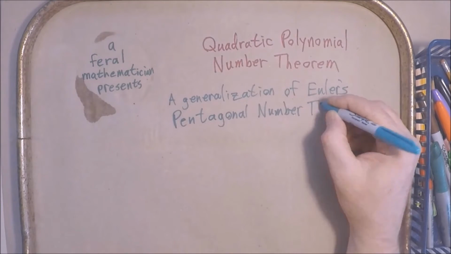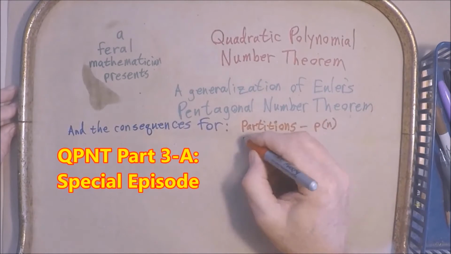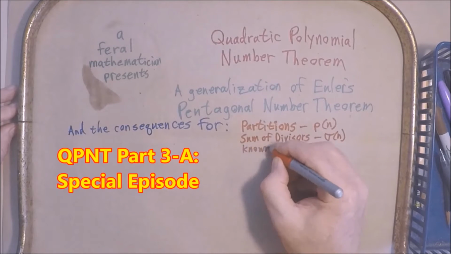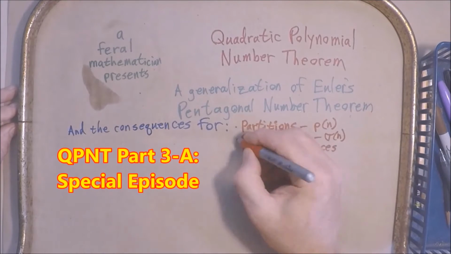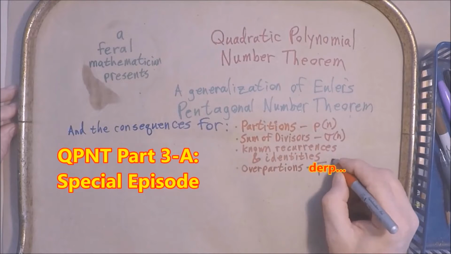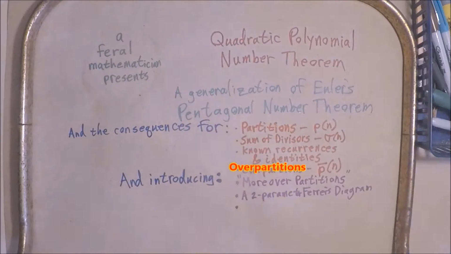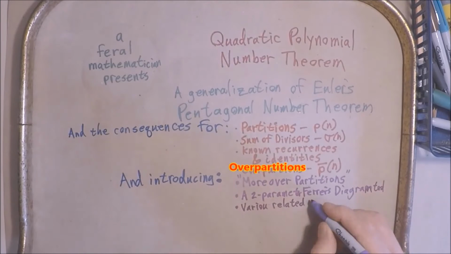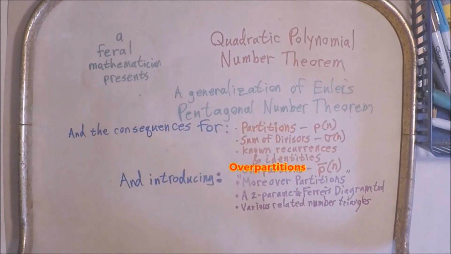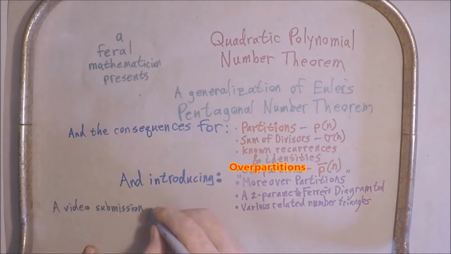Hello, and thank you for watching my video. This is called the Quadratic Polynomial Number Theorem, and it is a generalization of Euler's pentagonal number theorem, and we'll see what that means for known results, and we'll look at some new things too.